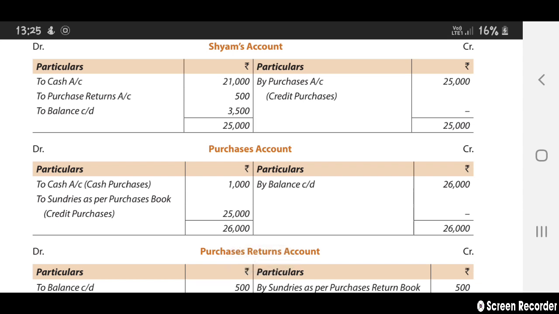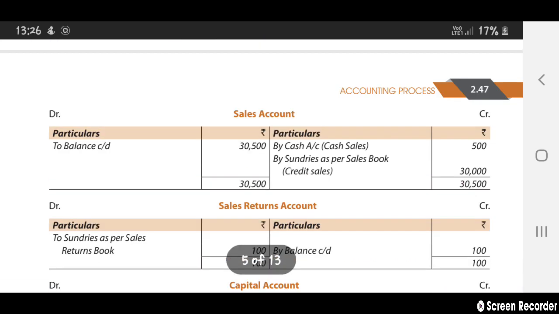Shyam's account: to cash account 21,000 is debited, to purchase return account 500 is debited, to balance carried down 3,500. When you total this, you get 25,000 on the debit side. On the credit side, by purchase account you get 25,000. Like this, you have to prepare all of them.